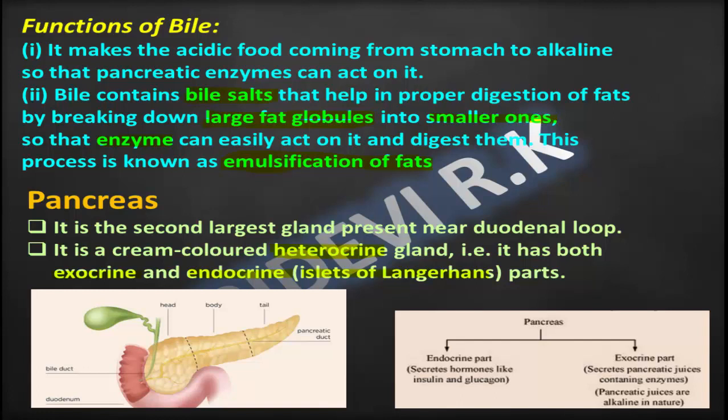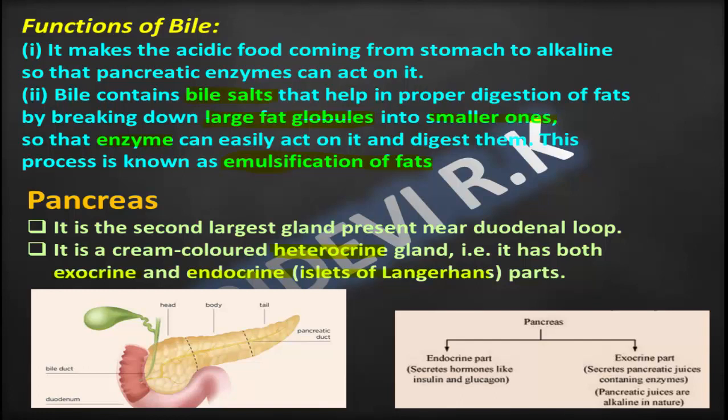The glands without a duct, whose secretion is directly released into the blood, are called endocrine glands, and the secretion of endocrine glands is called hormone. This is the difference. Glands with a duct are exocrine, and their secretion is called juice. Glands without a duct are called endocrine glands, and their secretion is called hormone.